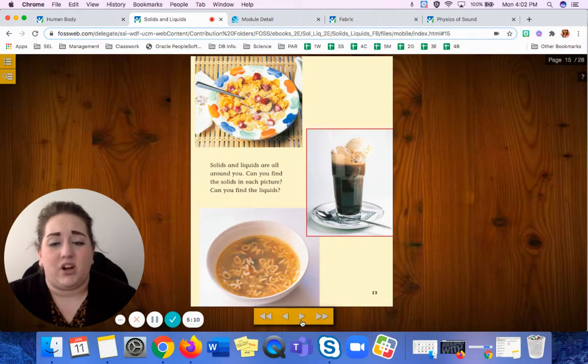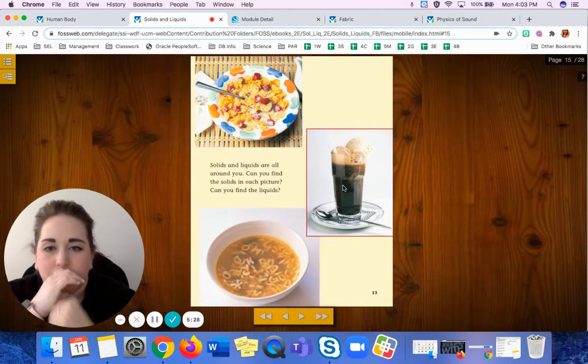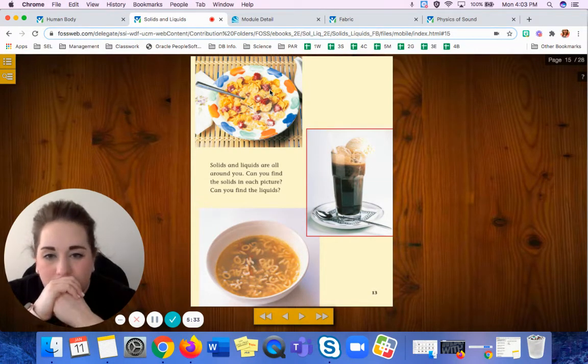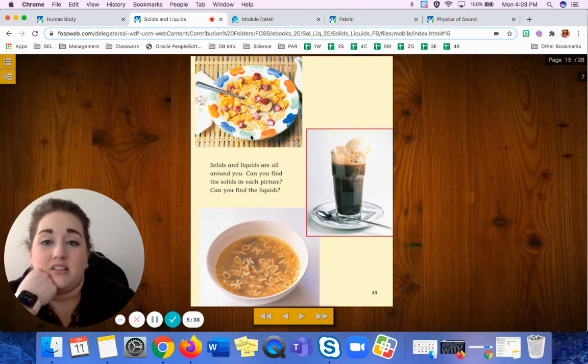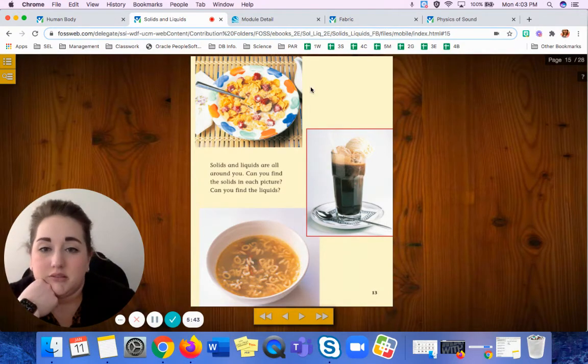Solids and liquids are all around you. Can you find the solids in each picture? Can you find the liquids? I'll give you a moment to look at those. Okay, in this picture, what are the solids? Solids in this picture are going to be the cereal pieces and the berries. What are the liquids? It's going to be the milk, right?